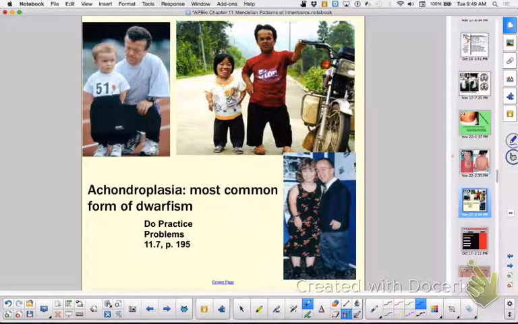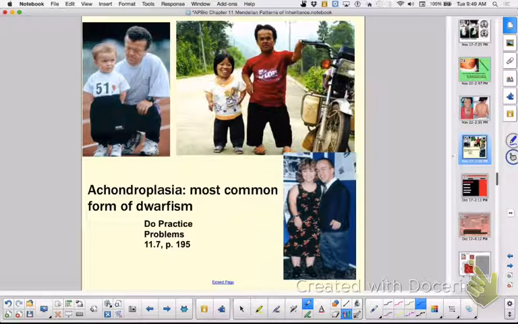Okay, so there's a bunch of practice problems that you can do in there, and then we'll pick up at 11.4 Beyond Mendelian Inheritance next time, and we will transition into our quiz.